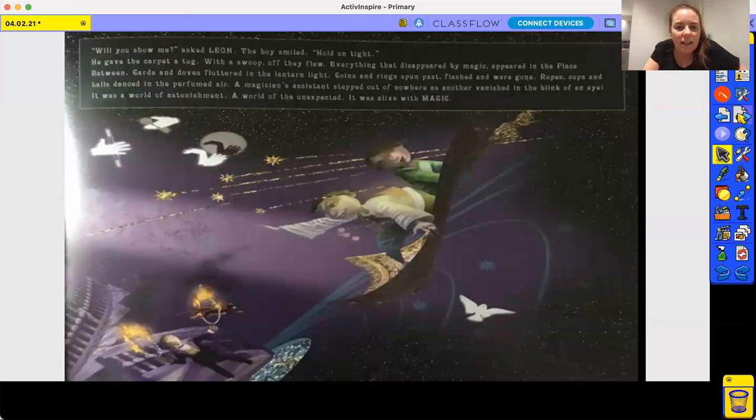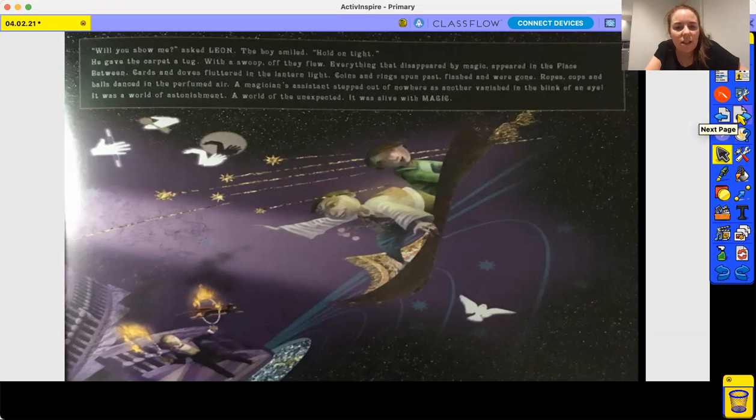"Will you show me?" asked Leon. The boy smiled. "Hold on tight." He gave the carpet a tug. With a swoop, off they flew. Everything that disappeared by magic appeared in the place between. It's interesting, I just want to draw your attention to that. So everything that disappeared by magic. So if you've been to a magic show before and they've got rid of doves or different things, rabbits, everything that had disappeared by magic had appeared in this place between. This must be like the holding area before they come back.